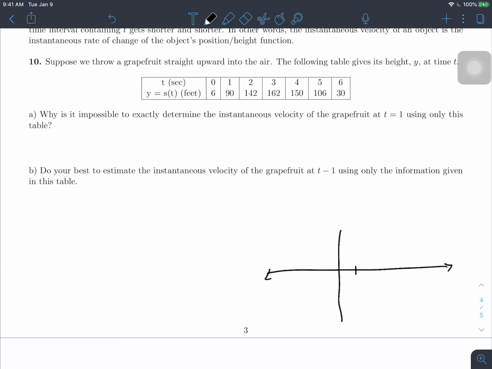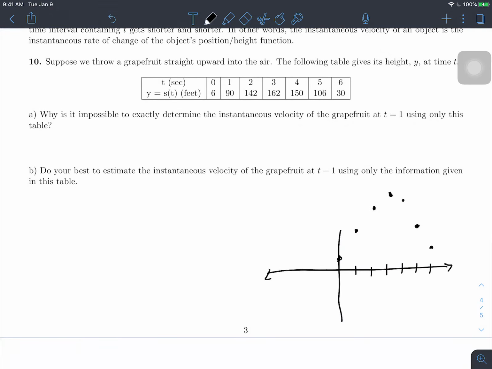Okay, so here's 0, 1, 2, 3, 4, 5, 6. So we know at 0 we're at 6, at 1 we're at 90, at 2 we're at 142, then 162, 150, 106, and then 6, 30, something like this.